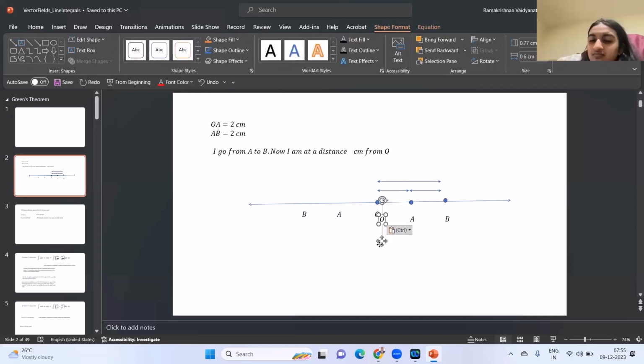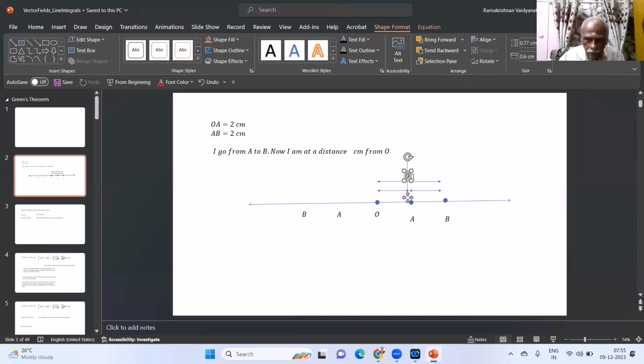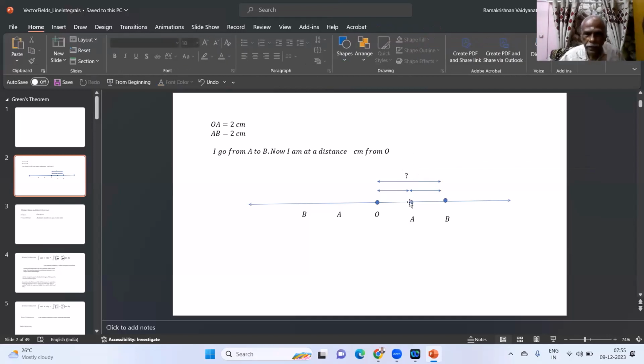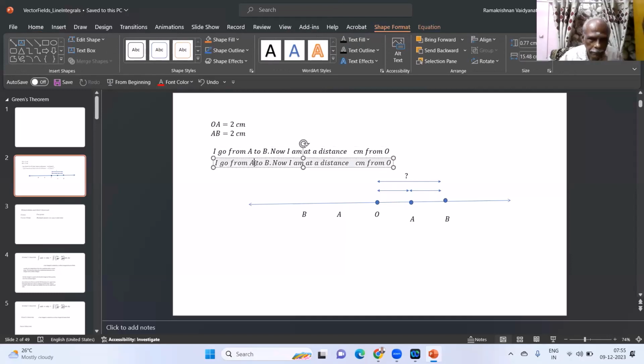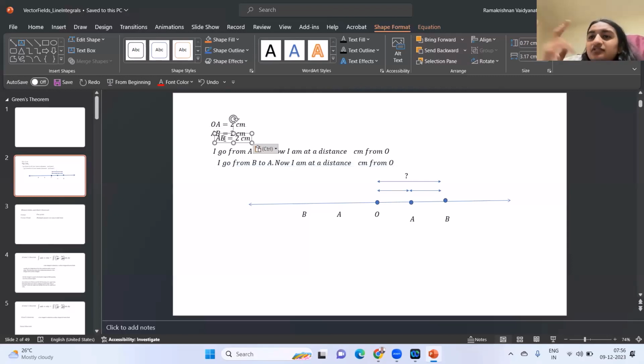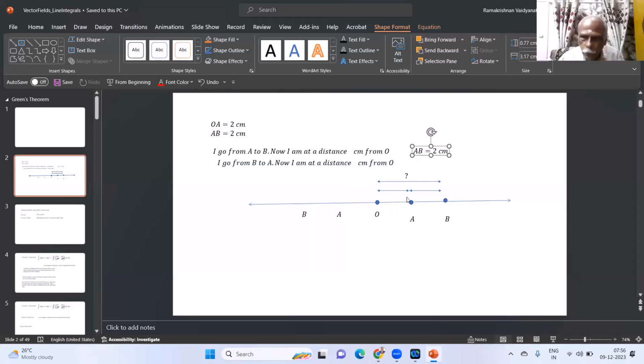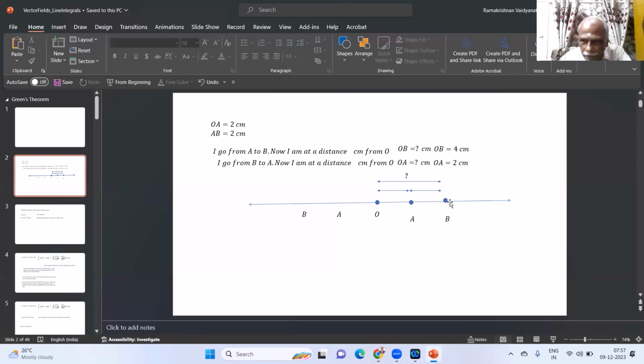Visually, this is the question. Now you have understood this question? So this is 4 centimeters, meaning A to B we have added. Now again I go from B to A. Now I am at a distance of how many centimeters from O? If you go from B to A, it's 2 centimeters. Distance from O to A is 2 centimeters. What did I do? I subtracted. Numerically, the question is OA is equal to what? From A to B, if you go, you are adding plus 2. From B to A, if you are going, you are subtracting, negative.